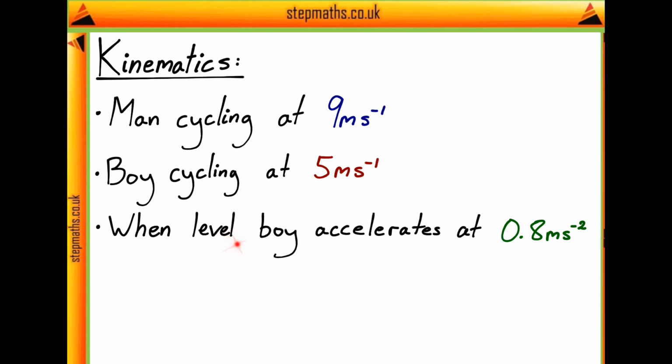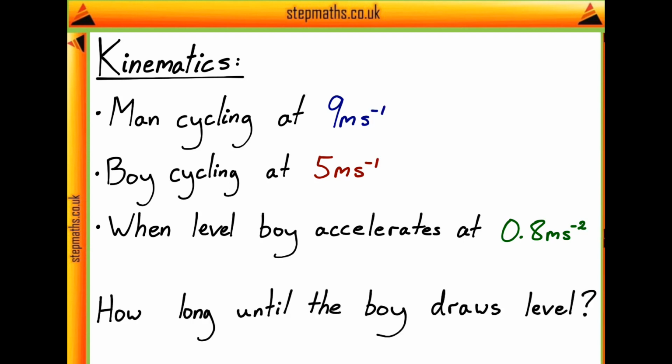When the man draws level with the boy, we're told that the boy accelerates at a rate of 0.8 meters per second squared, which he maintains until eventually this boy passes our man. The question then asks us, how long does it take until the boy draws level from the point at which the man and the boy are initially level? If you would like to have a go at this question, pause now, otherwise let's have a go at it.